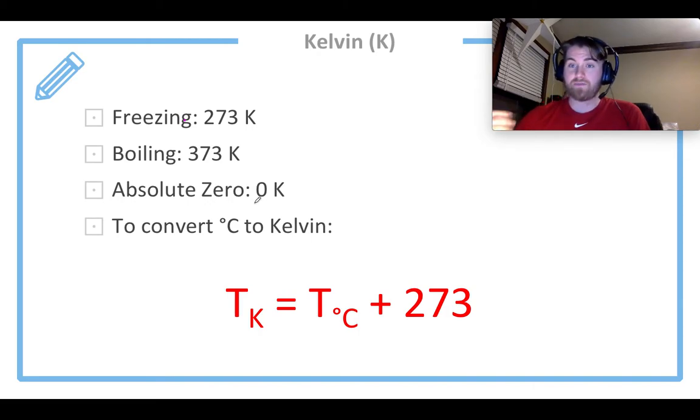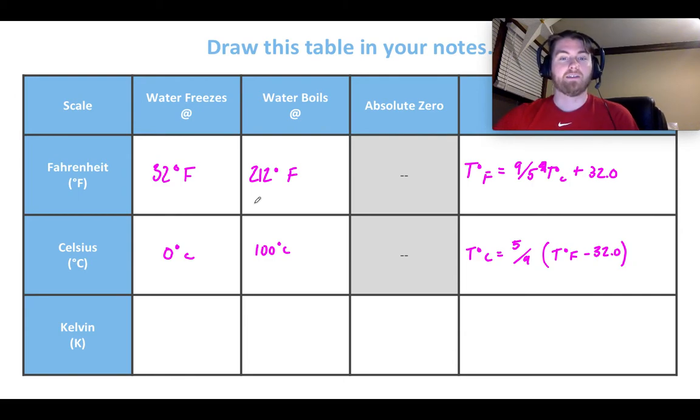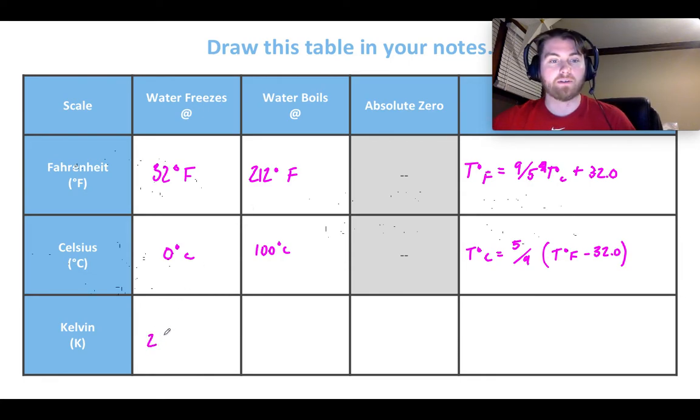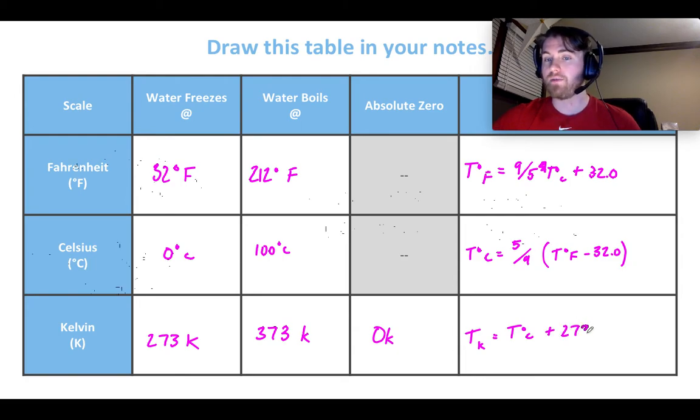Now, to convert from Celsius to Kelvin, you just add 273 Kelvin onto it. So, again, the temperature at which water freezes on the Kelvin scale is 273, and again, not degrees, Kelvin. The boiling is 373 Kelvin. Absolute zero is 0 Kelvin, and then your temperature in Kelvin is equal to temperature in degrees Celsius plus 273.